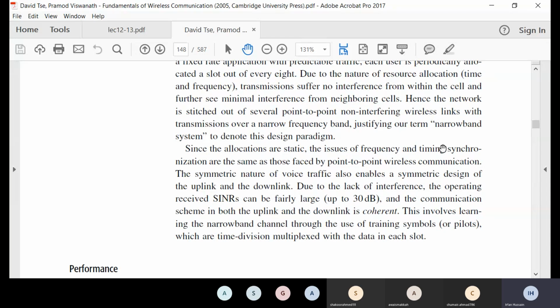Issues are the same as for point to point. And all right, so we have no interference. This means signal to noise is very high. Signal to interference is very high because there is no interference. Signal to interference normalization will be very high.